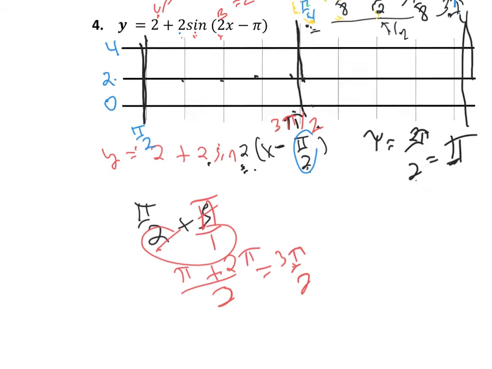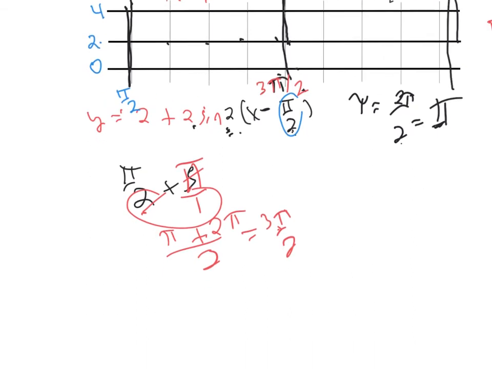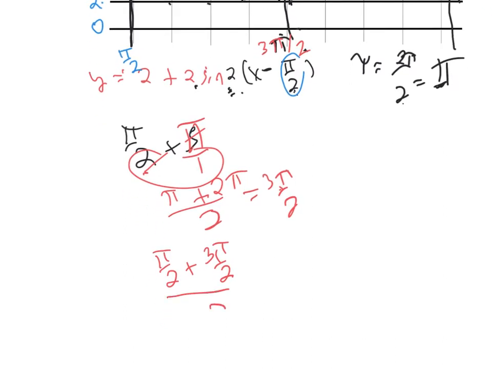Now the middle, I take the pi over 2 plus the 3 pi over 2. Take that answer, divide by 2. This is a 1 pi over 2 and 3 pi over 2, that's 4 pi over 2 divided by 2. That's 4 pi over 4. That just gives me a plain pi. So that's a pi.